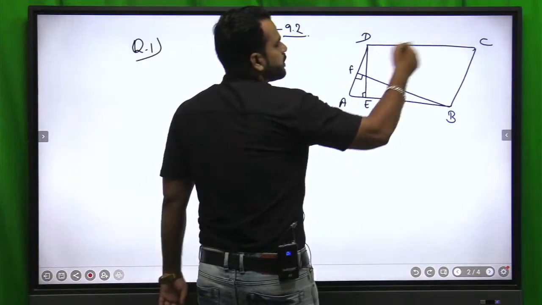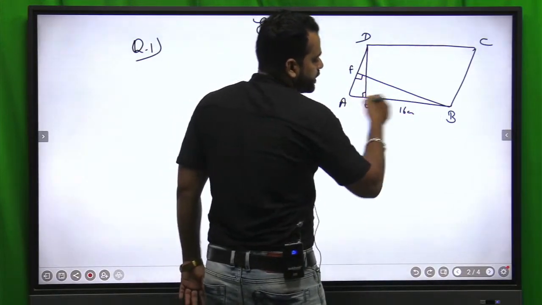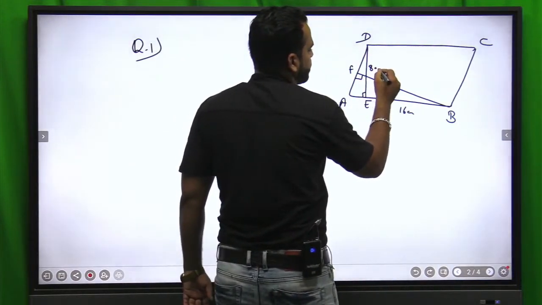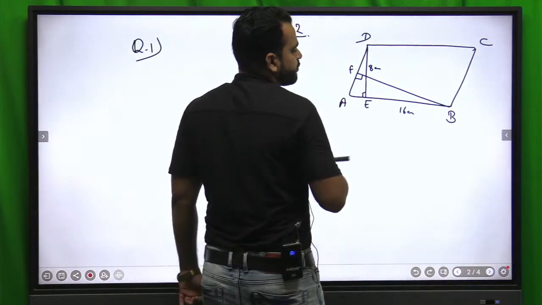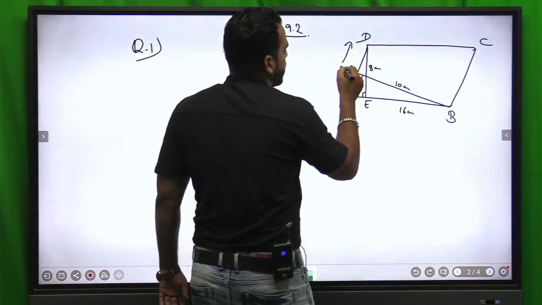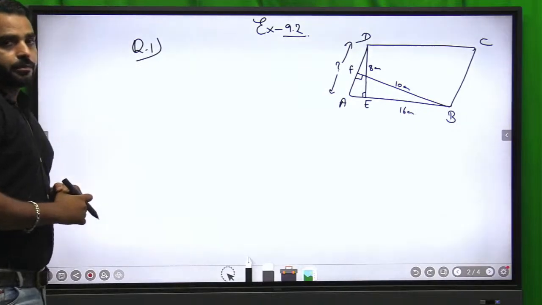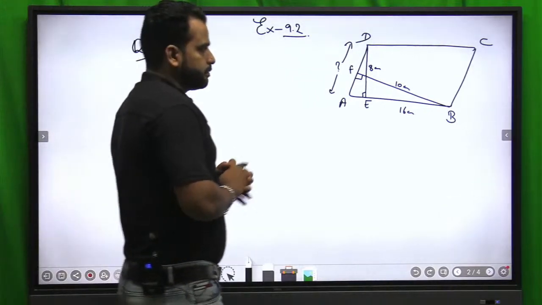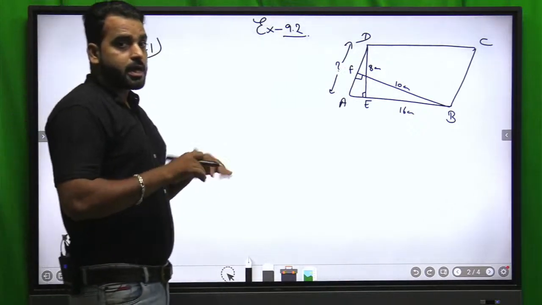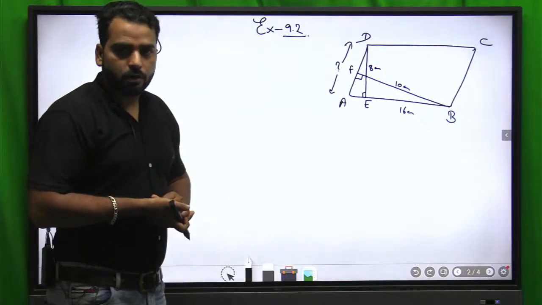If it is given that suppose AB is equal to 16 centimeter and the perpendicular on this base AB, suppose you can say it is 8 centimeter. Now this BF you can take as anything, like 10 centimeter, then find AD, A to D. If you have to find this side, then how can we find it? Now listen carefully. Because it is a parallelogram, we know the area of the parallelogram.